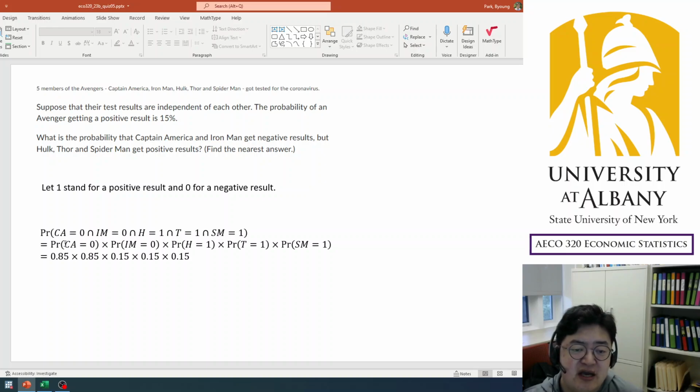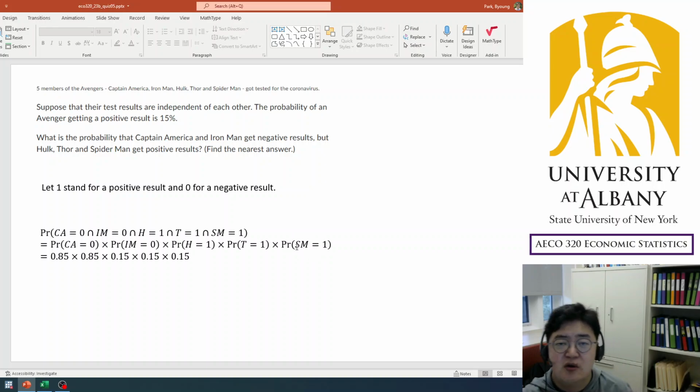So probability of Captain America is negative is 85%. So the first event, Captain America, 85%, multiply 85%, and Iron Man is negative, which is also 85%, so multiply another 85%. And for Hulk, you have to multiply 15% because he is positive. He got positive result, which happens with 15%. And then Thor also got positive result, which is also 15%, multiply 15%. And Spider-Man also got positive result, which is another 15%.